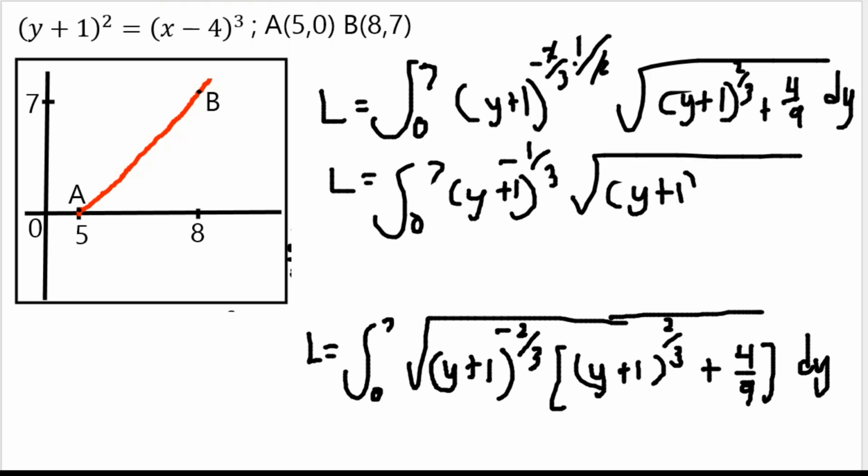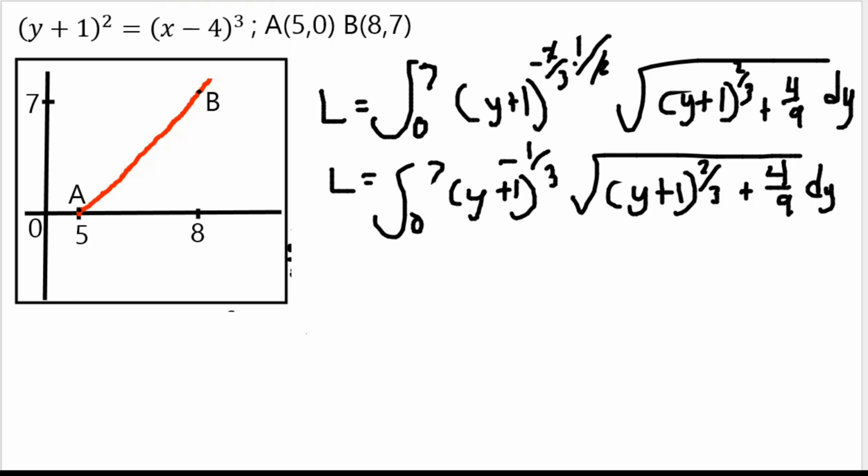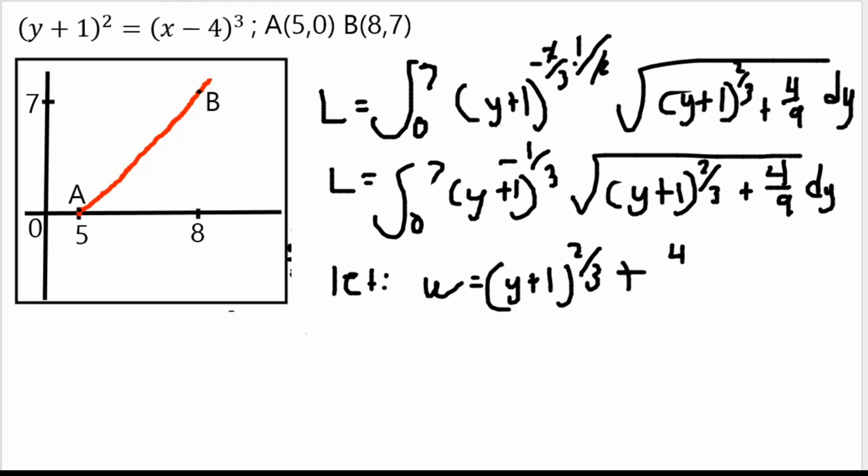And still multiplied by (y + 1)^(2/3) + 4/9 dy. So we can just get rid of the bottom here. Now we can just use substitution, our favorite. Let u equal to the expression inside the radical sign, so it's just going to be (y + 1)^(2/3) + 4/9.